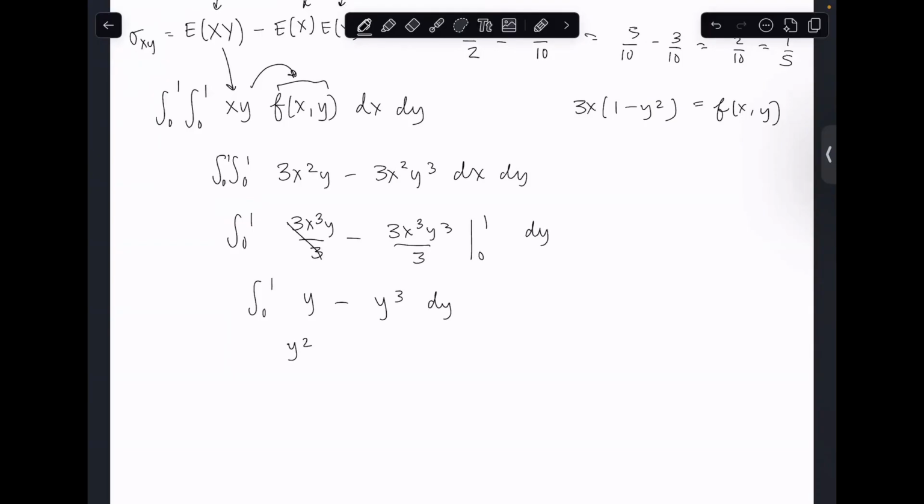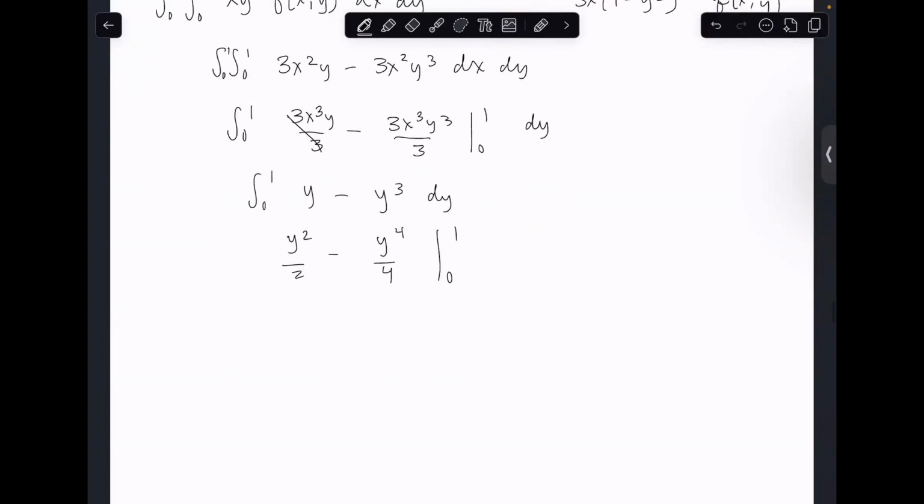Then let's take our antiderivatives, right? And then Y to the 4th over 4, evaluate it from 0 to 1. We plug in 1 here, we just get 1/2 minus 1/4, which is equal to 1/4. So we know E of XY is equal to 1/4. And then E of X we didn't do, but it's equal to 2/3. E of Y we did do, is equal to 3/8.